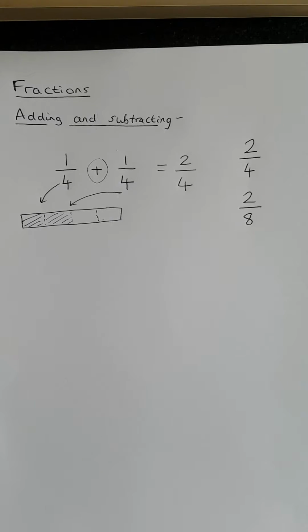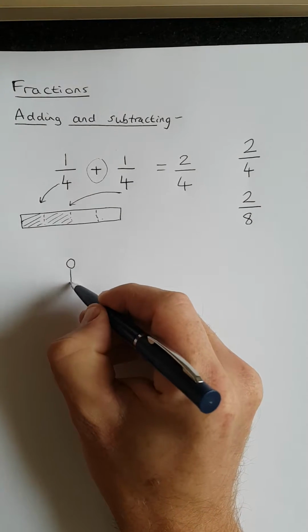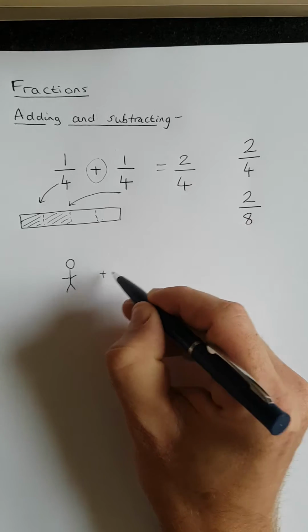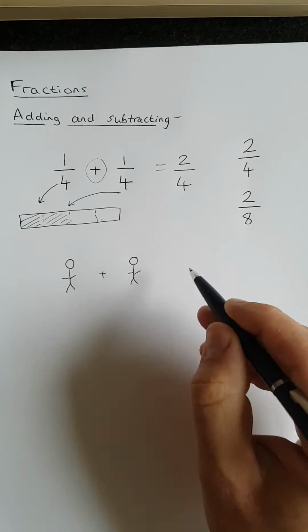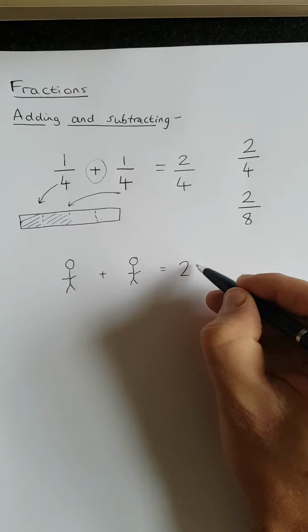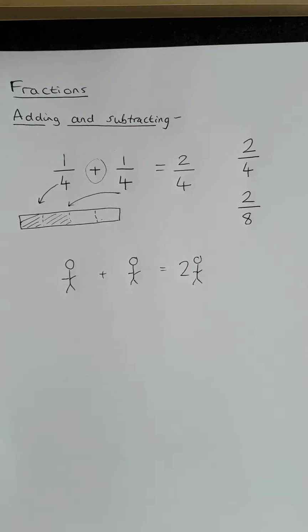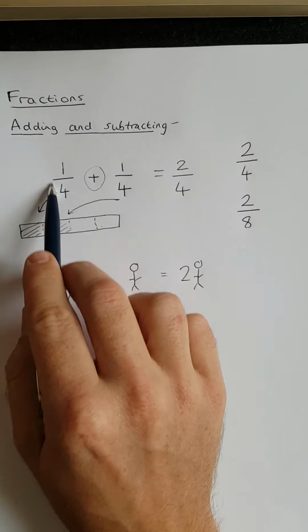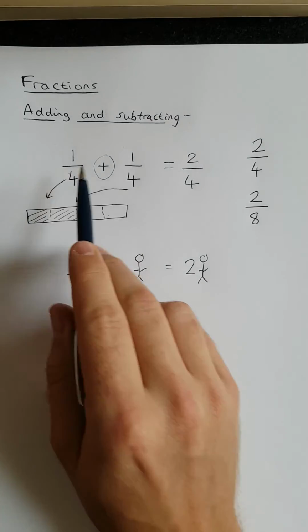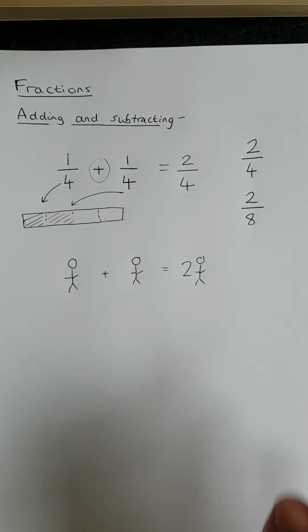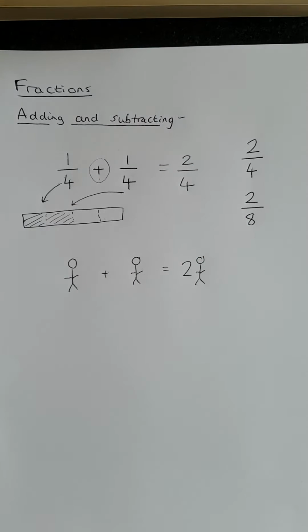Now, this might not sound strange to you. For example, if I had one man and I added another man to that, I would have 2 men. A quarter is an object. If I add another quarter to it, I'll get 2 of those. A lot of this is about how you say the fractions. Let's try another one to check.